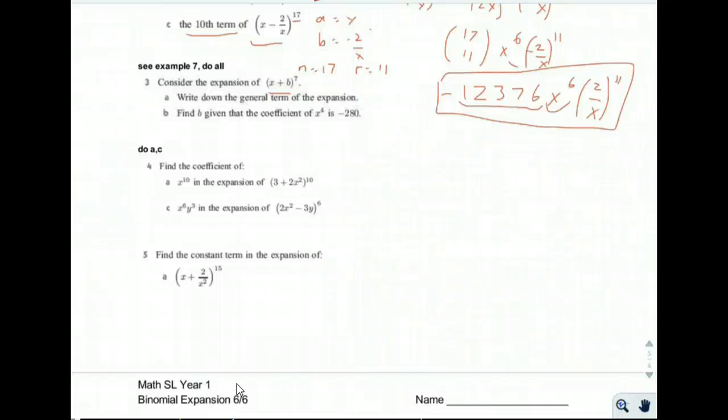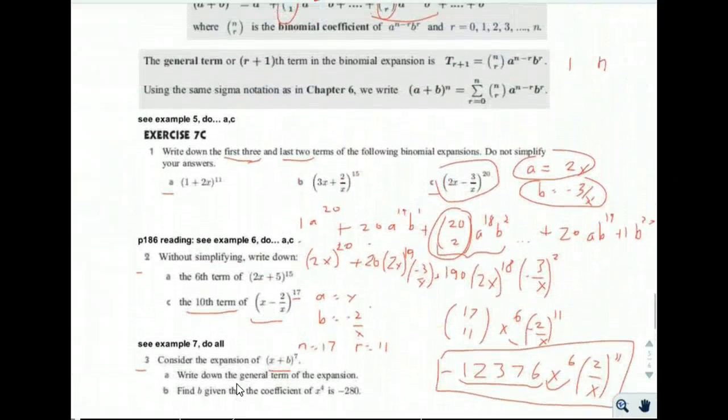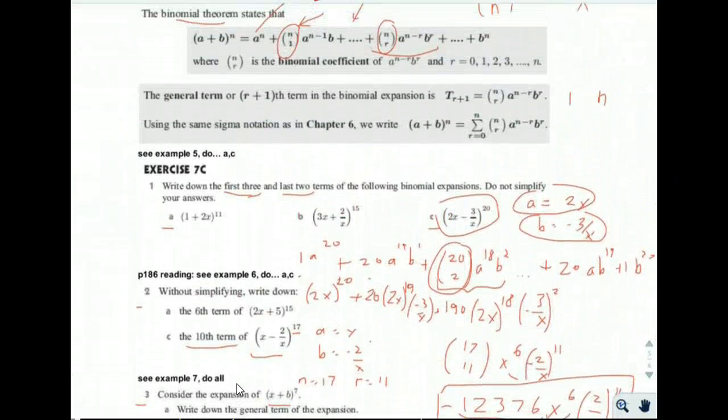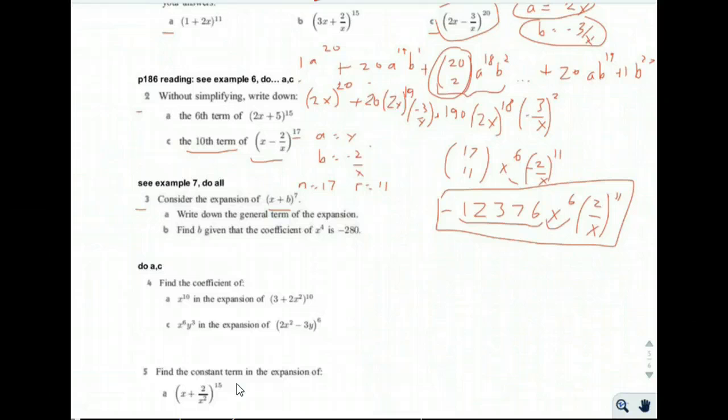Okay. Now, number 3, consider the expansion of x plus b to the 7th. Write down the general term of the expansion. Okay, so when they ask for a general term, that means they're not asking about the first term, the second term, the third term. They're asking about some term, which we write like that. So we can write that out here.